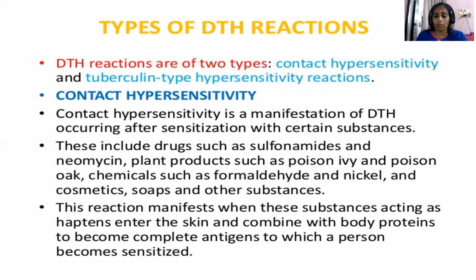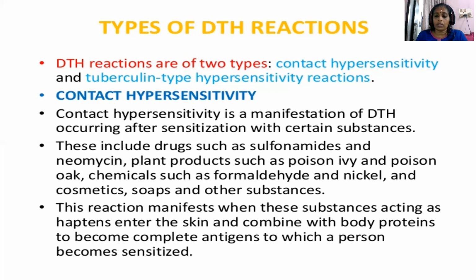The major types of DTH are contact hypersensitivity reaction and tuberculin type hypersensitivity reaction. Contact hypersensitivity reaction is a manifestation of delayed hypersensitivity occurring after sensitization with certain substances. Only once we get in contact with a certain substance do we become sensitized, and later it can result in a delayed hypersensitivity reaction. This includes sulfonamide, neomycin, plant products, poison ivy, and chemicals such as formaldehyde, nickel, cosmetics, soaps and other substances that can lead to this hypersensitivity reaction.